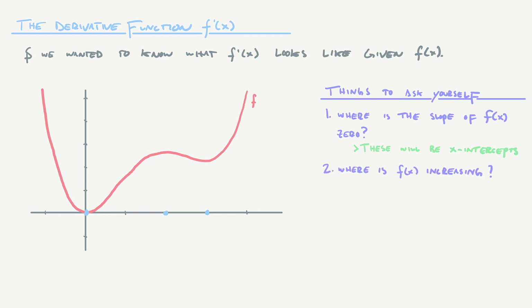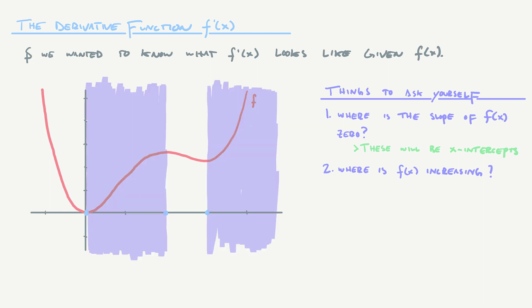The second thing I do is I ask myself, well, where is f of x increasing? This is where our derivative function is going to be positive, above the x-axis. On this example, it looks like from 0 to 2, we've got some positive slope for f. And then from 3 to infinity, we're going to have some positive slope there. It's where the graph is increasing. But what that translates to as far as the derivative function goes is that these are the intervals where f prime of x is positive, and what I mean by that is it's above the x-axis.